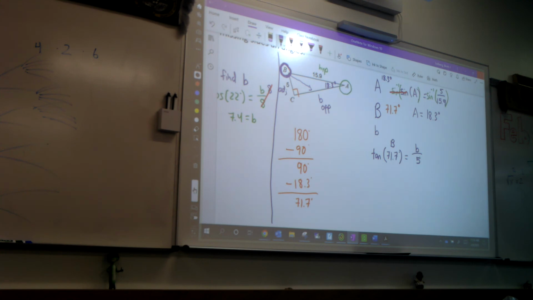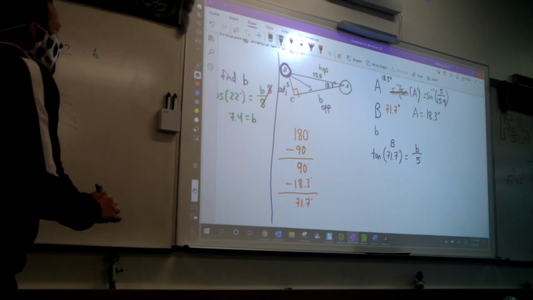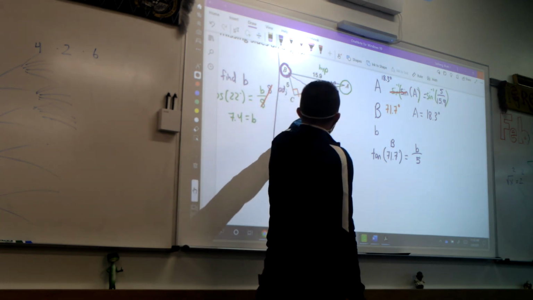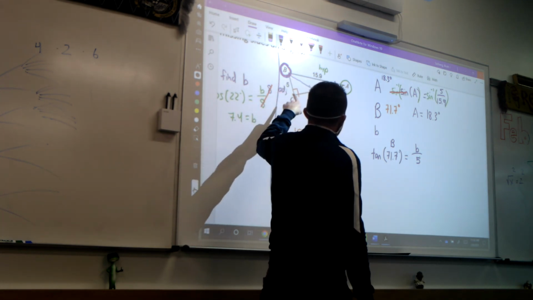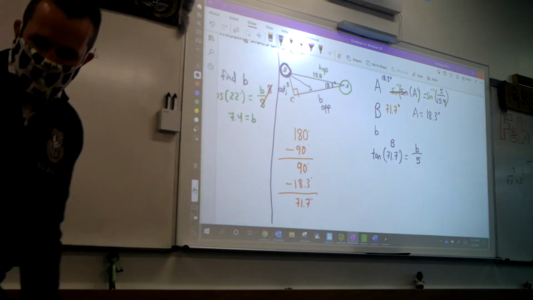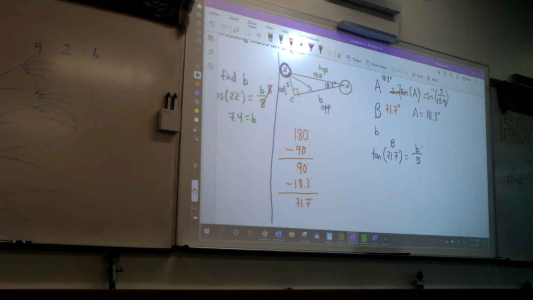Do you guys see how I set that up? We went from this angle and said, we want to find this side. That's our opposite. We know this side, so let's do opposite over adjacent. That's tangent. Now we're going to try to solve for B. It's being divided by 5, so what do we do?